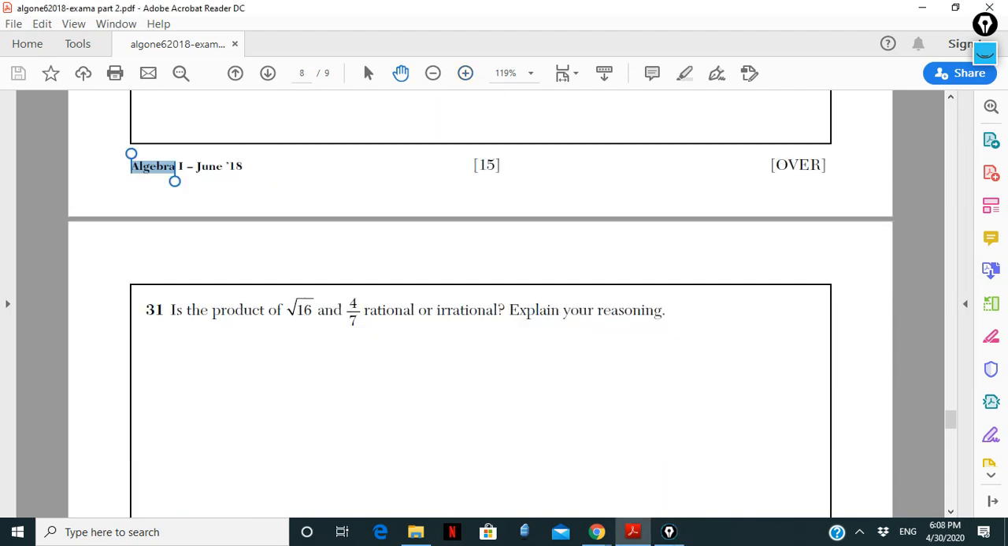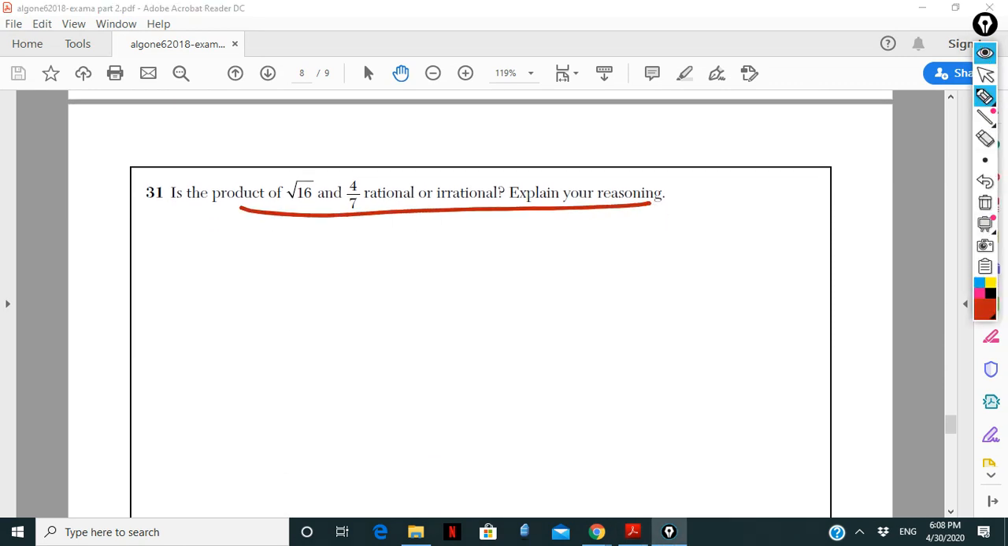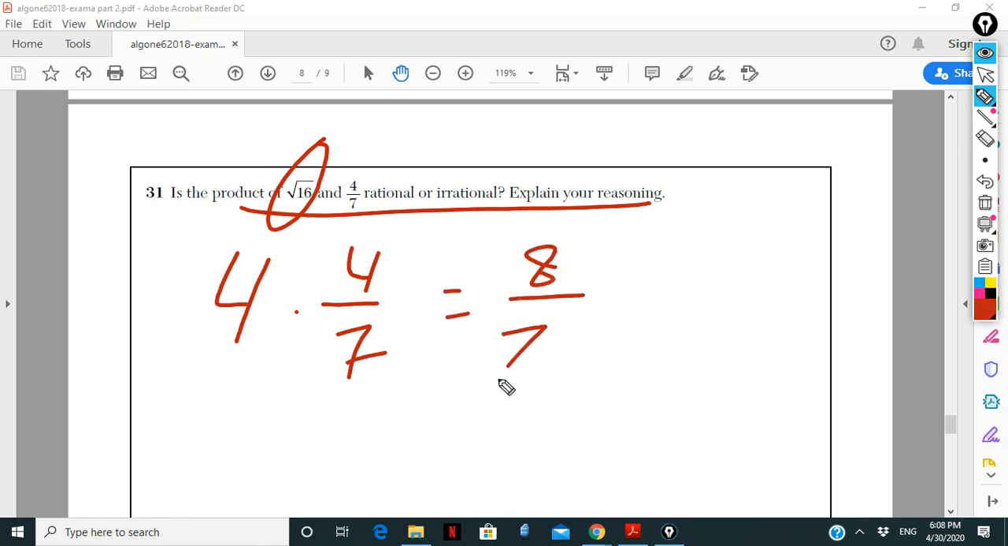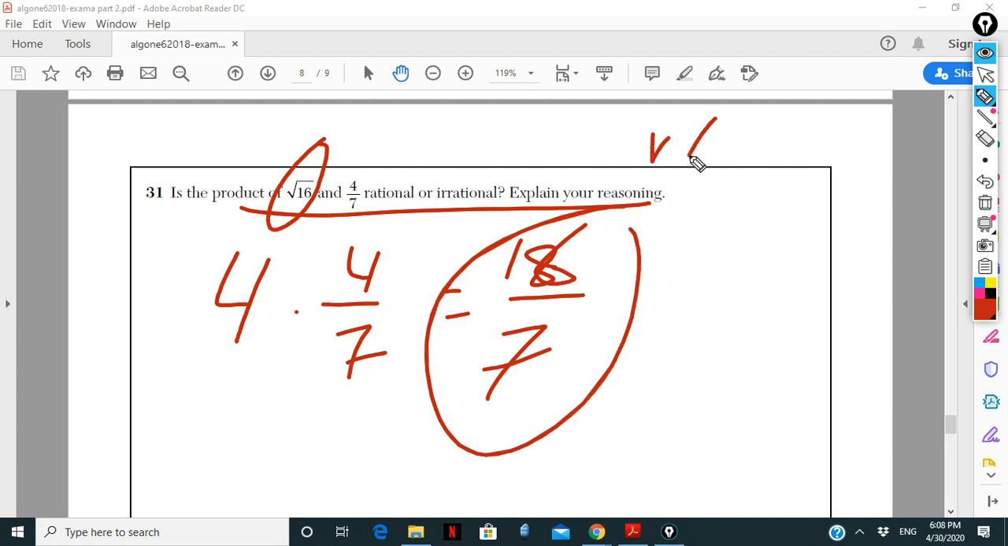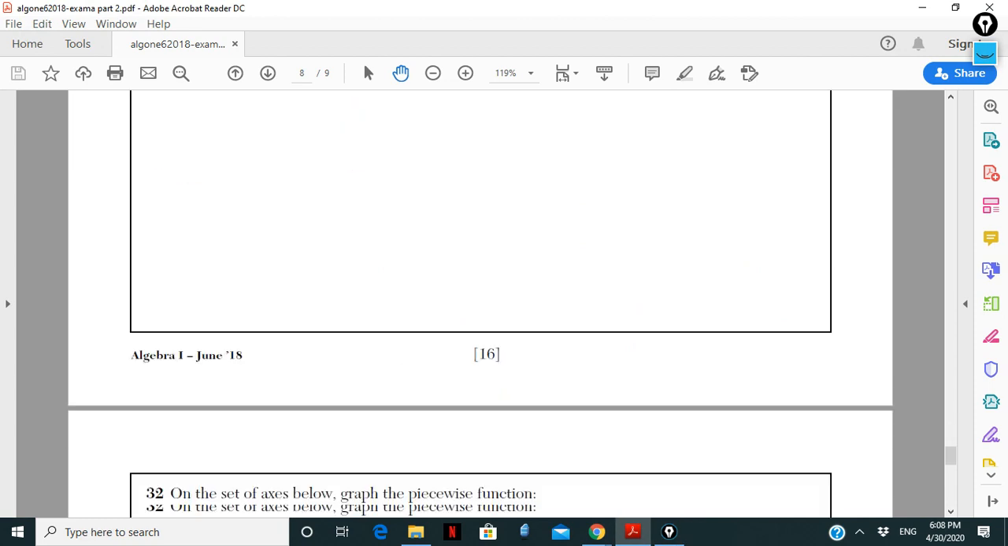Question number 31. Is it rational or irrational? First, the square root of 16 is 4, times 4 over 7, giving me 16 over 7. So it's rational because the product of a rational times a rational gives me a rational. So radical 16 is rational, 4 over 7 is rational, so multiplying both of them, the product is rational.